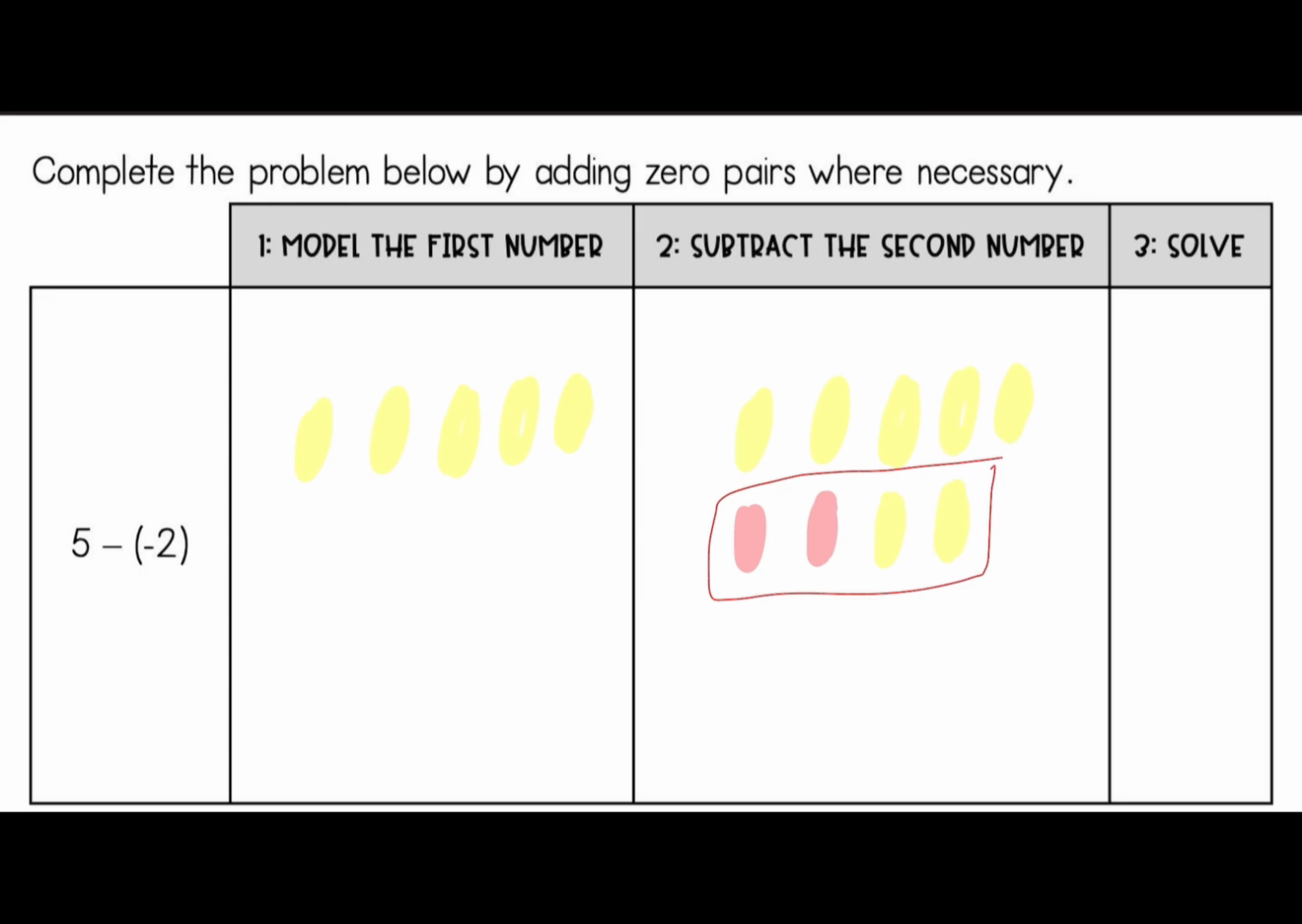This equals 0. I still technically only have 5, but now I can take away the 2 negatives. Okay, and now I'm left with 1, 2, 3, 4, 5, 6, 7 positive. So my answer is 7. So I have 5 minus negative 2 equals 7. Okay, you can do this one.